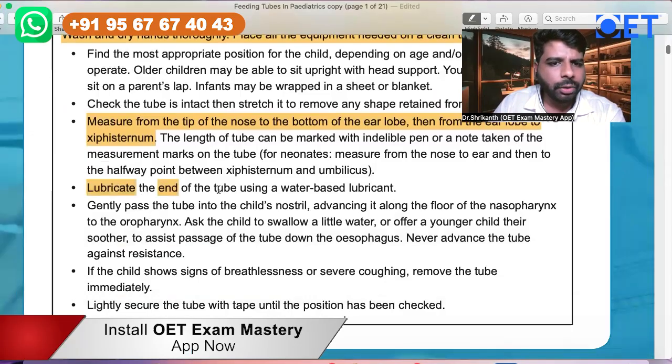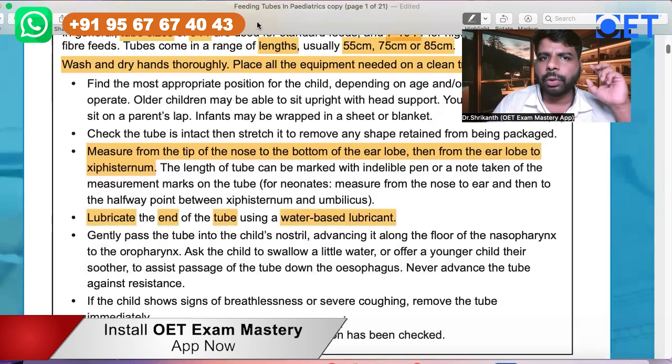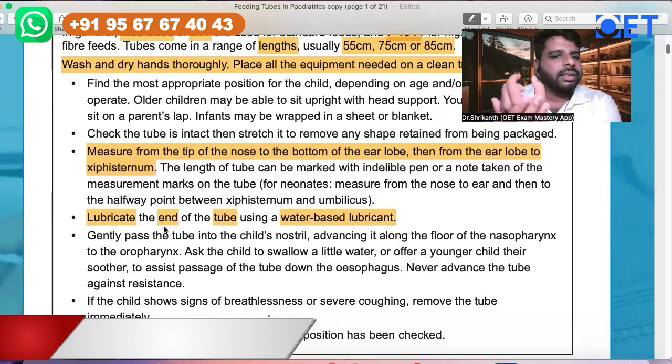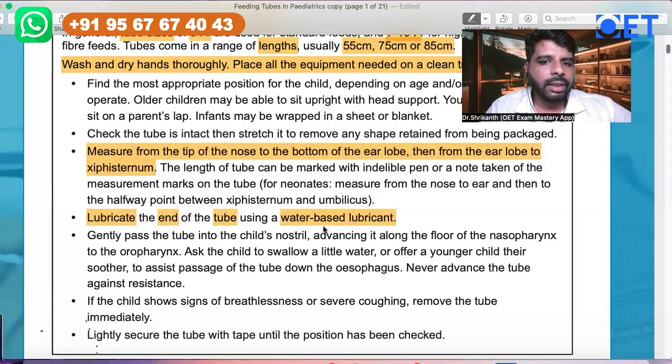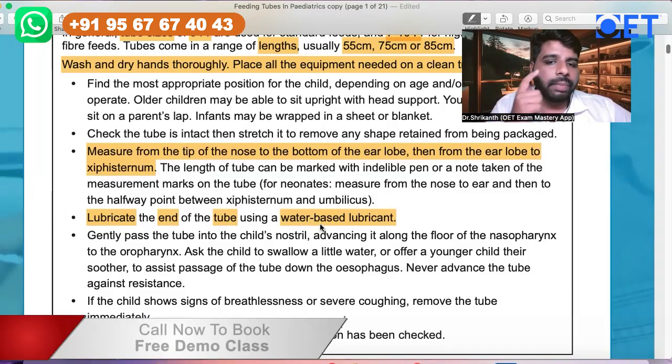"Lubricate the end of the tube using a water-based lubricant." Okay, so what is the product over here? Yeah, very good, right? Water-based lubricant, because that is the product we will use on the external surface of the tube. And why do we use it? So that it goes very easily into the patient's GI tract. So the answer is going to be water-based lubricant.